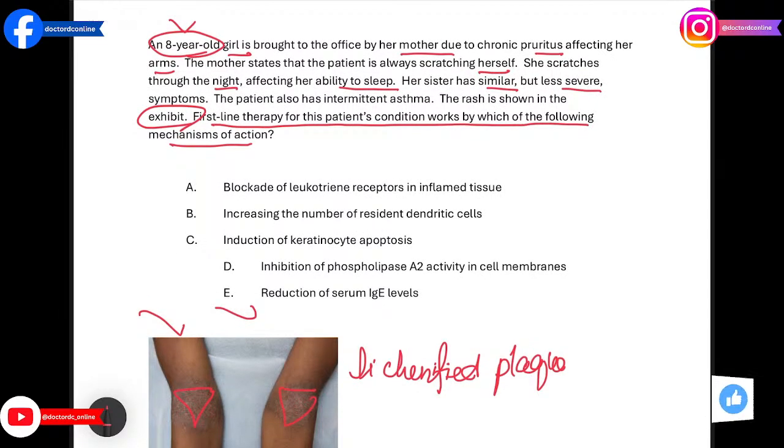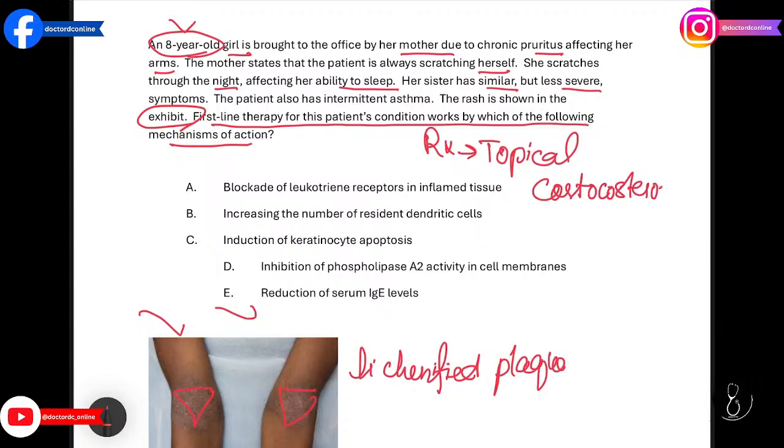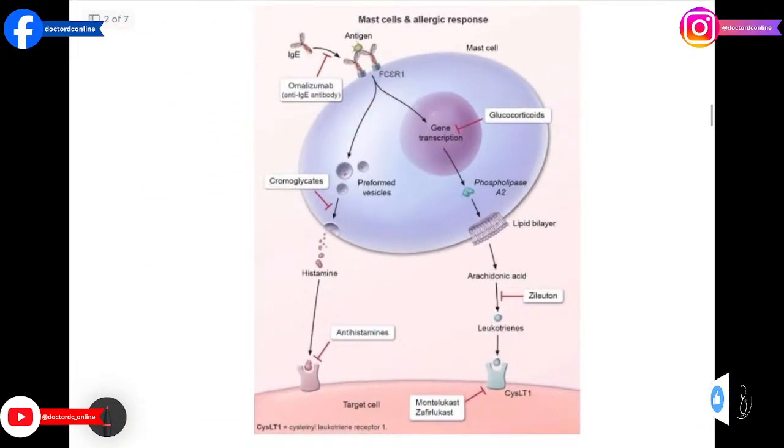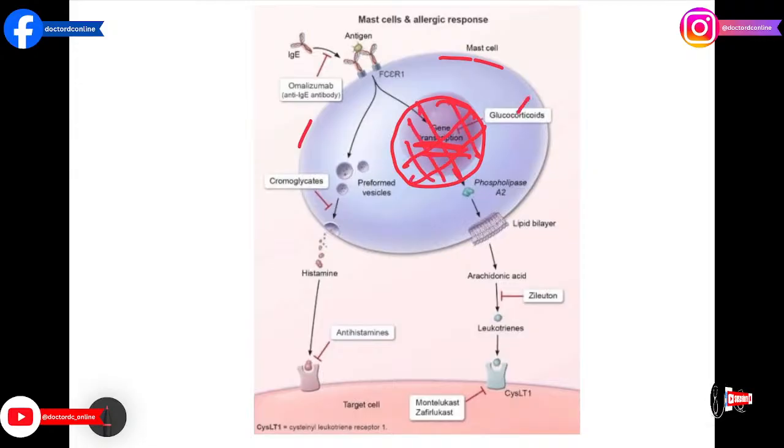So the first-line therapy in that patient is topical corticosteroids. Corticosteroids bind to cytoplasmic receptors and translocate to the nucleus, where they act primarily by inhibiting the transcription of genes encoding inflammatory mediators, with some specific mechanisms included in the diagram. If you focus, this is a mast cell, and this is the nucleus where there are genes. The gene transcription is going to be inhibited, stopped by glucocorticoids.